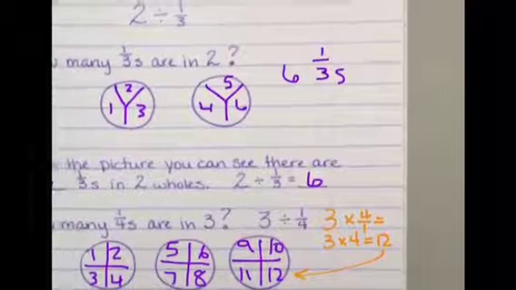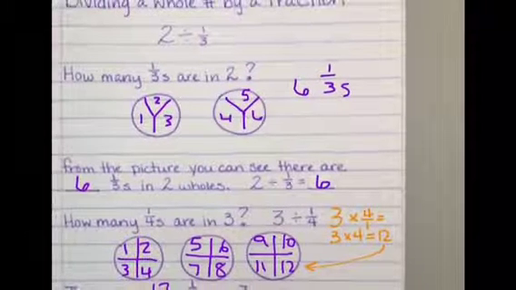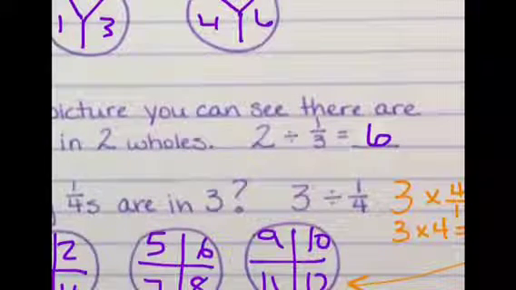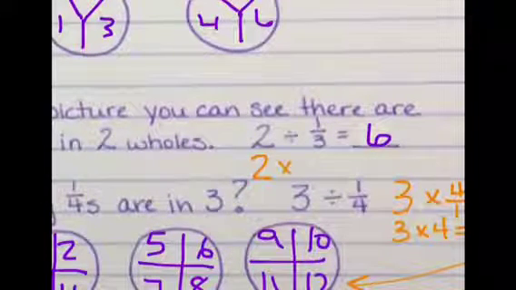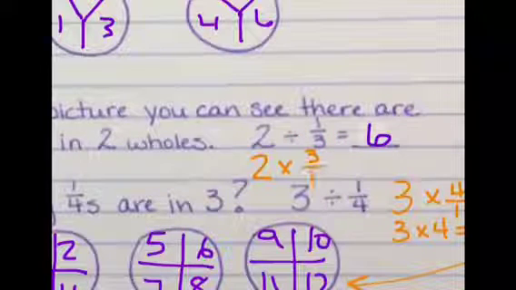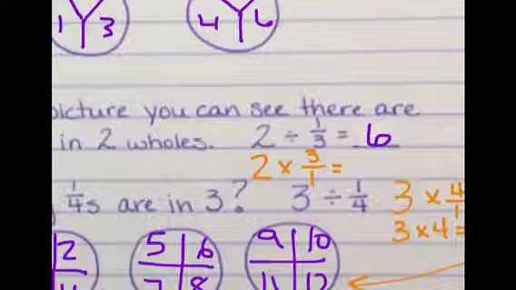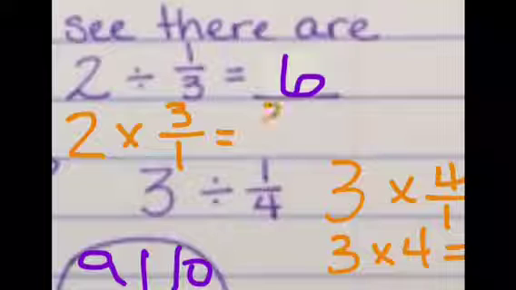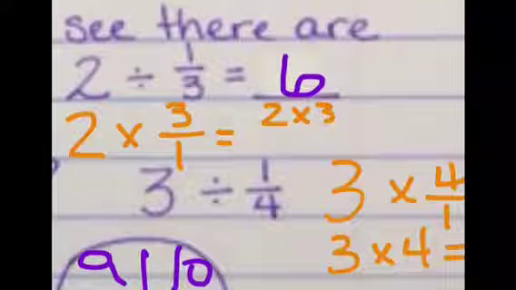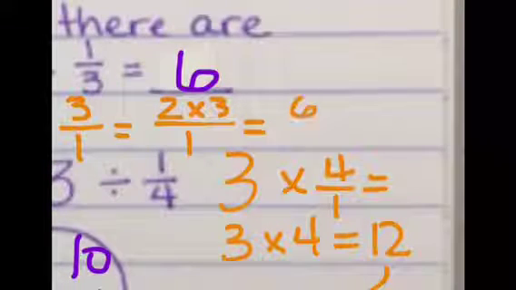Up here you can say the same thing. We had 2 divided by 1/3. That's the same thing as saying 2 times the reciprocal of our fraction, 3 over 1, which, if you want to work it out the way we worked it out yesterday, you would say 2, the whole number, times the numerator over 1, gives you 6 over 1, and that is equal to 6.